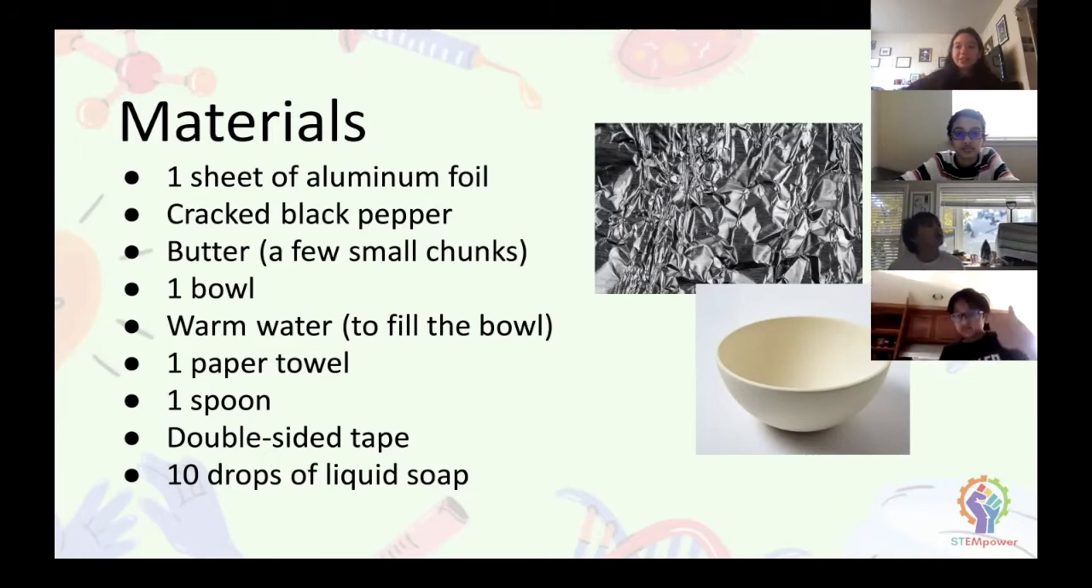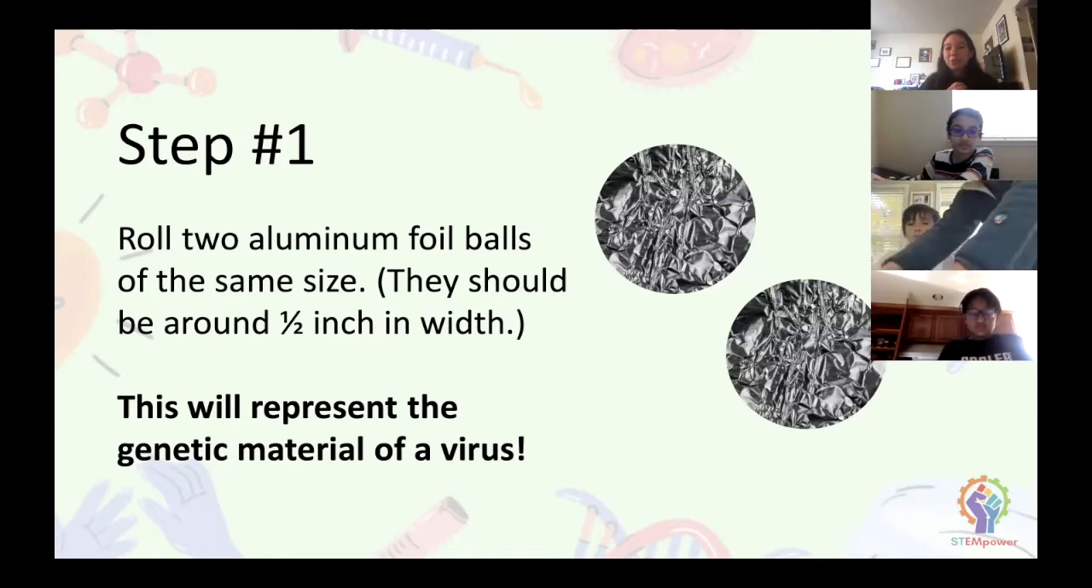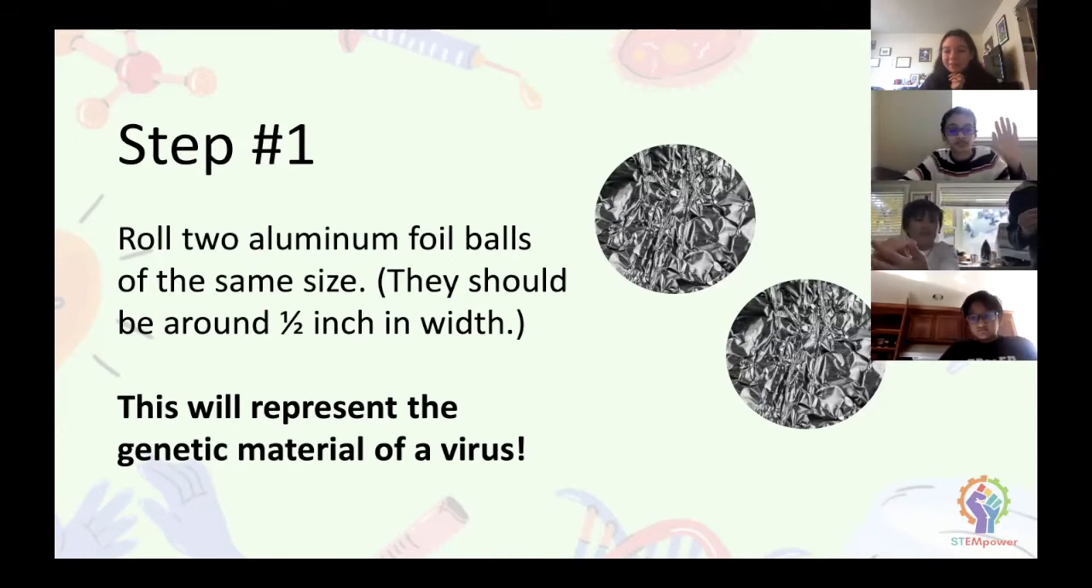Okay, so another check. Give me a thumbs up if you're ready to move on. Oh, perfect. Okay, so let's move on to step 1. We're going to roll 2 aluminum foil balls. These are each going to be our separate viruses, and make them about a half inch thick. It's on the slide, but does anybody know what you think this inner core is going to represent in our virus? Go ahead, Roshan. The DNA or RNA. Exactly. So it's going to be the genetic material.